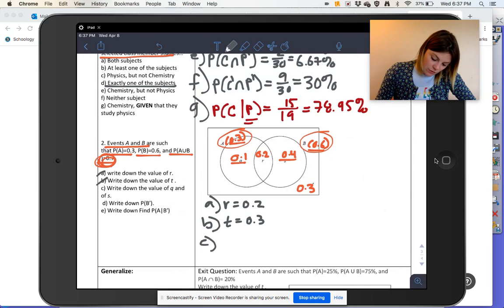C, write down the value of Q and S. Q we found was 0.1. S we found was 0.4.